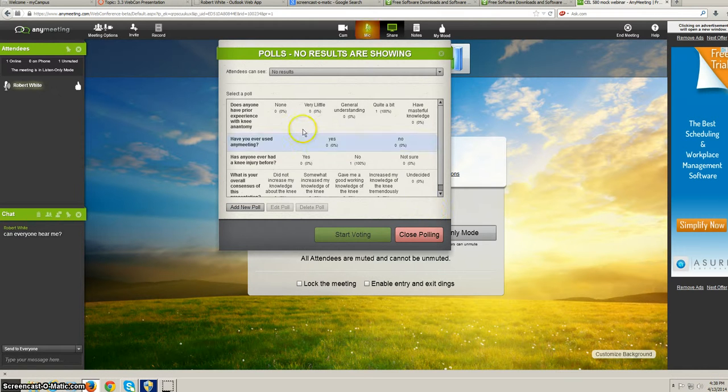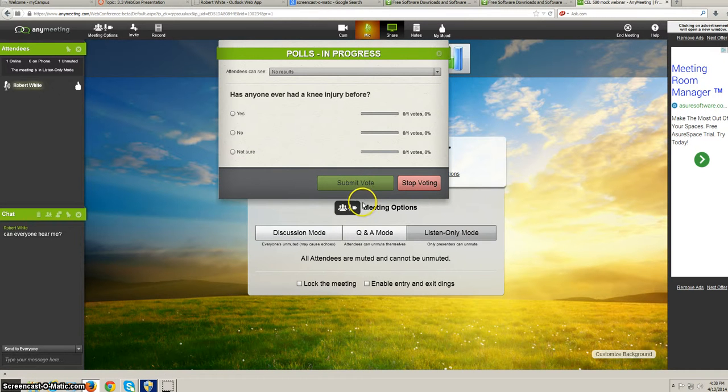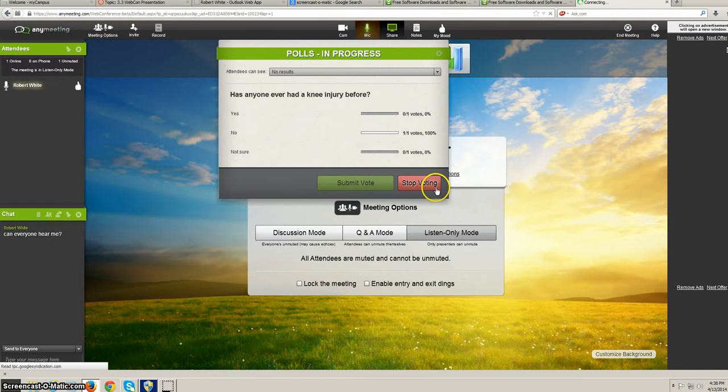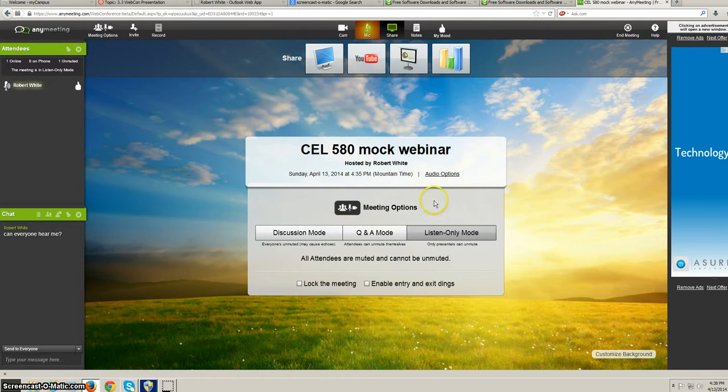And then I might also ask, has anyone ever injured their knee before? So if they didn't have any prior experience learning about the knee, they may have some just from personal experience, injuries, things of that nature. I have not, so I just click on no, submit the vote. And that just, like I said, gives me an overview about any prior knowledge that they might already have. Close polling.